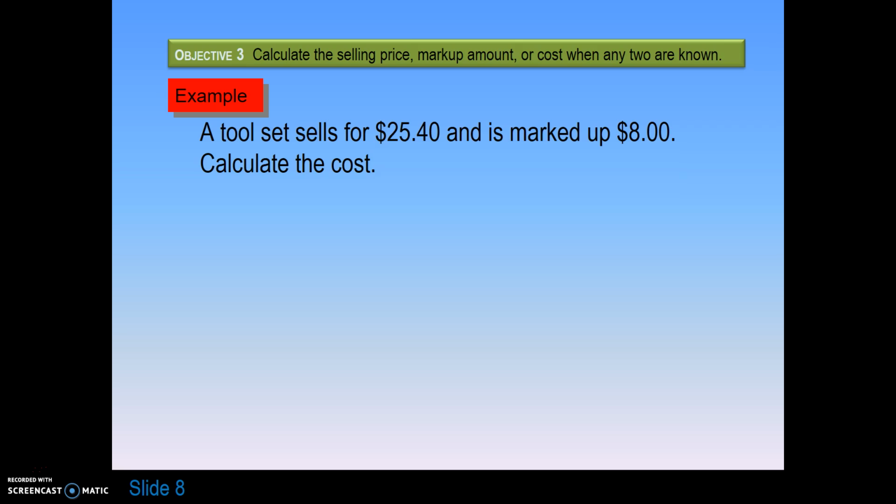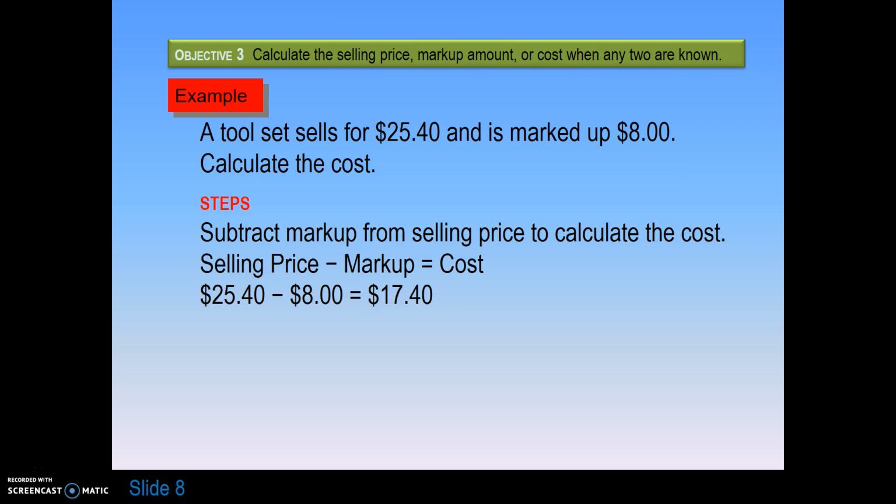And a tool set sells for $25.40 and the markup is $8. Calculate the cost. So you're going to subtract the markup from the selling price to calculate the cost. Selling price minus markup equals cost. So $25.40 minus $8 is $17.40. Okay, so this way you should already have A and B done for sure. Go ahead and finish the rest of this sheet.